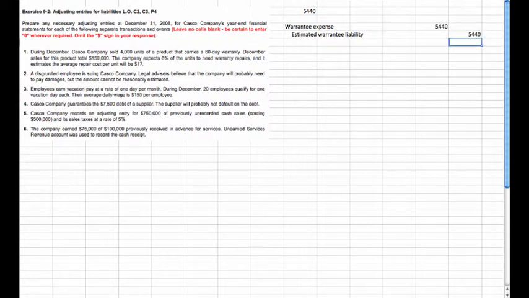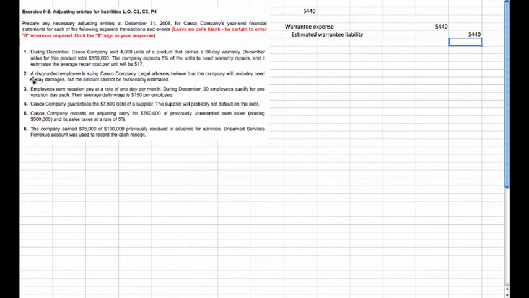$5,440. So what we've done here is we've recognized the expense in the month of December for the estimated amount of repairs that we're going to have to make, and since we haven't satisfied that obligation, we're recognizing a current liability called estimated warranty liability for the same dollar amount. So we've increased the expense, increased the liability. Okay, so let's take a look at the second question.